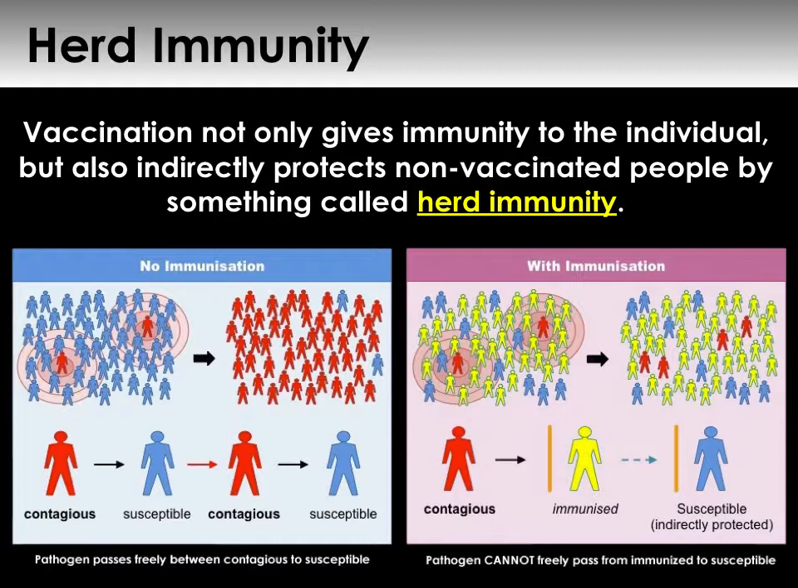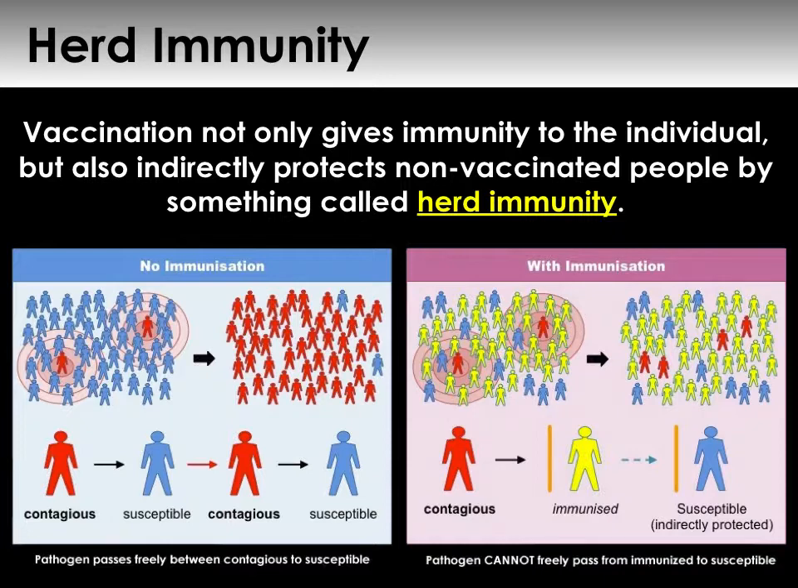The example here is that if we had, in the blue here, if there was no immunization and you had a group of people where 2 people are contagious and everyone is susceptible, then you're going to have that transfer so that now multiple people are contagious because the pathogen can pass freely between contagious to susceptible individuals.